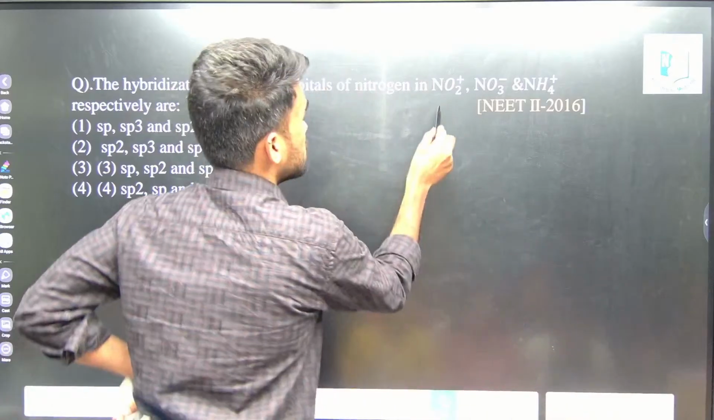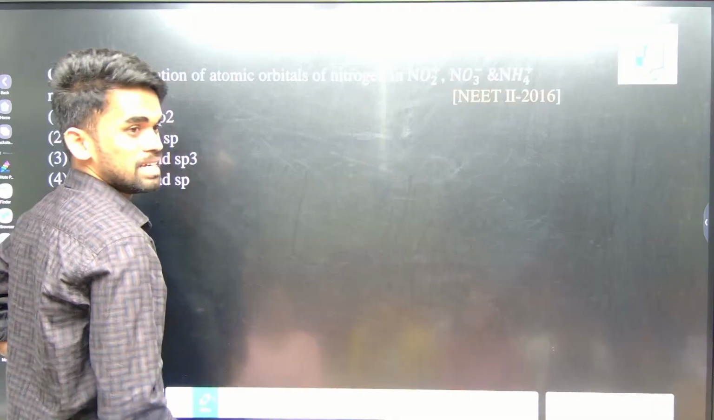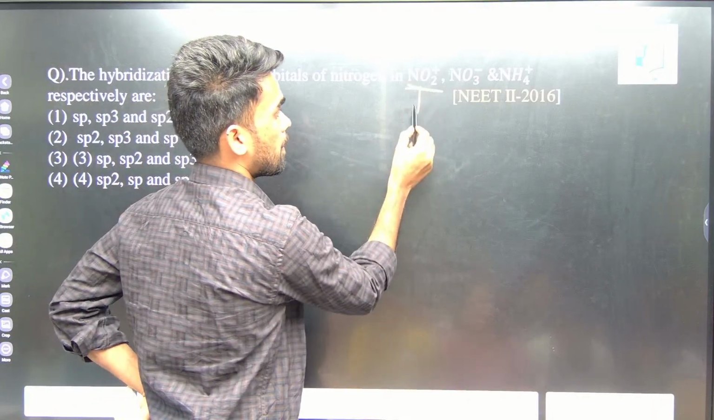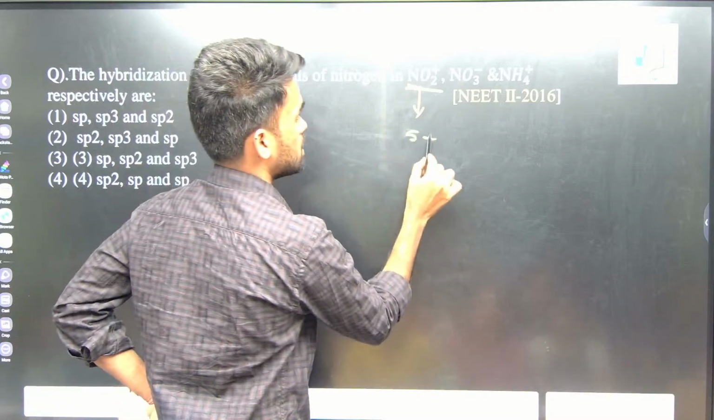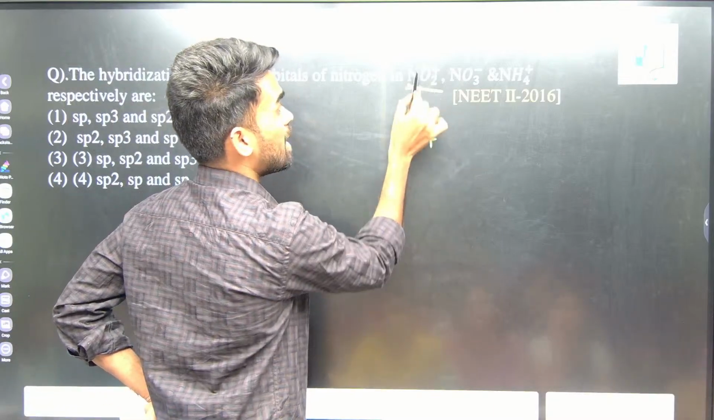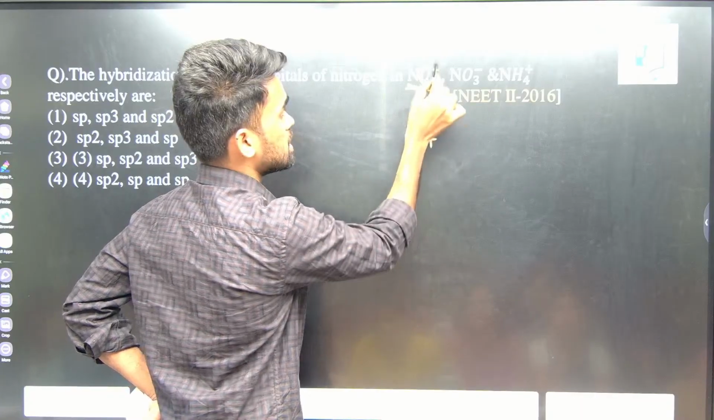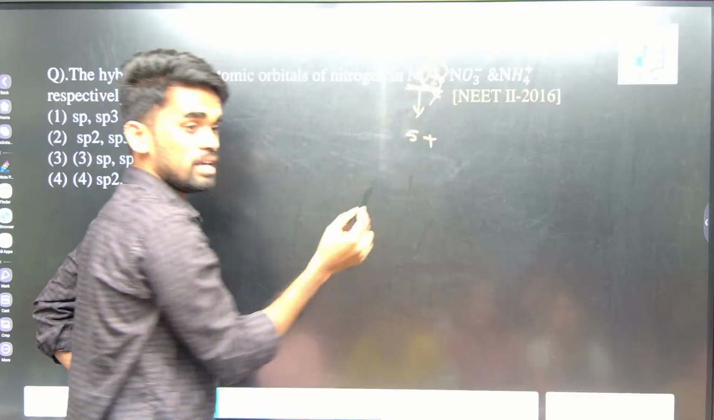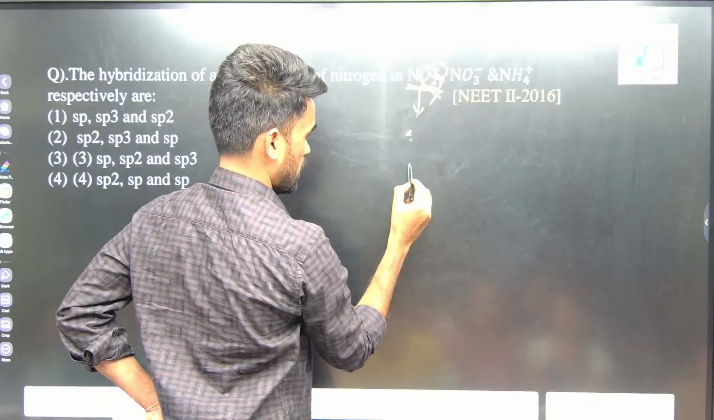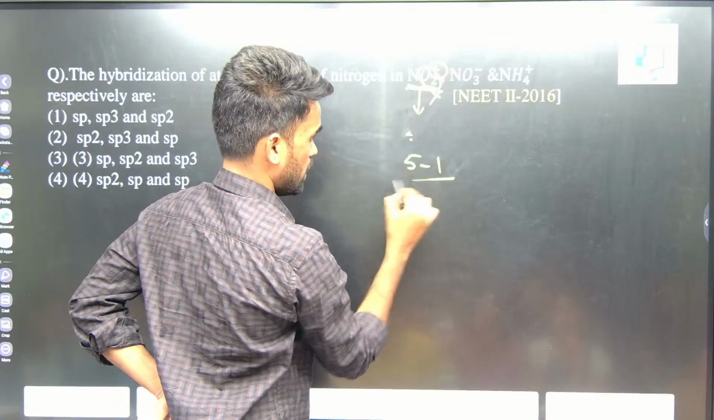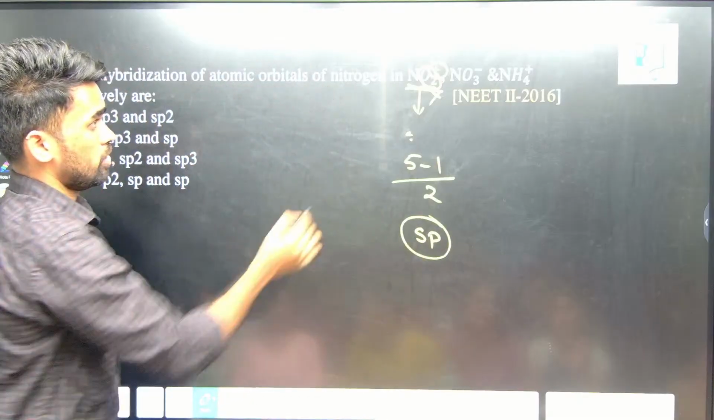See, how can you answer this? Tell me, what is that formula I told you? Nitrogen, group number 5 plus monovalent. Is this monovalent or bivalent? Bivalent, don't consider. What is the charge here? Plus 1 means remove 1 electron. So 5 minus 1 by 2, 4 by 2, sp. So this is sp.